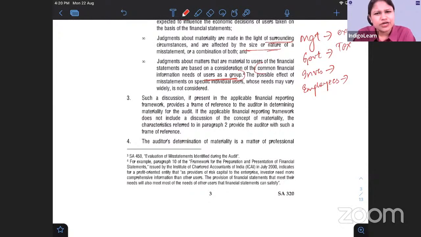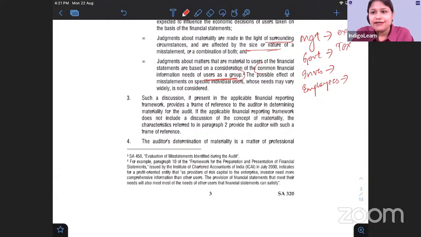Now tell me, is the auditor going to cater to everybody's needs? Will he be in a position to understand each and every user's needs and then decide what will be material? That is not possible, because there are so many users of the financial statement. If I try to take into account everybody's need, it is not going to be possible for me. This standard very clearly tells the auditor that you don't have to cater to or give importance to every individual need. Instead, you are going to consider a common financial information need as a group. That means you consider the group as a whole and then decide what would be material for them.